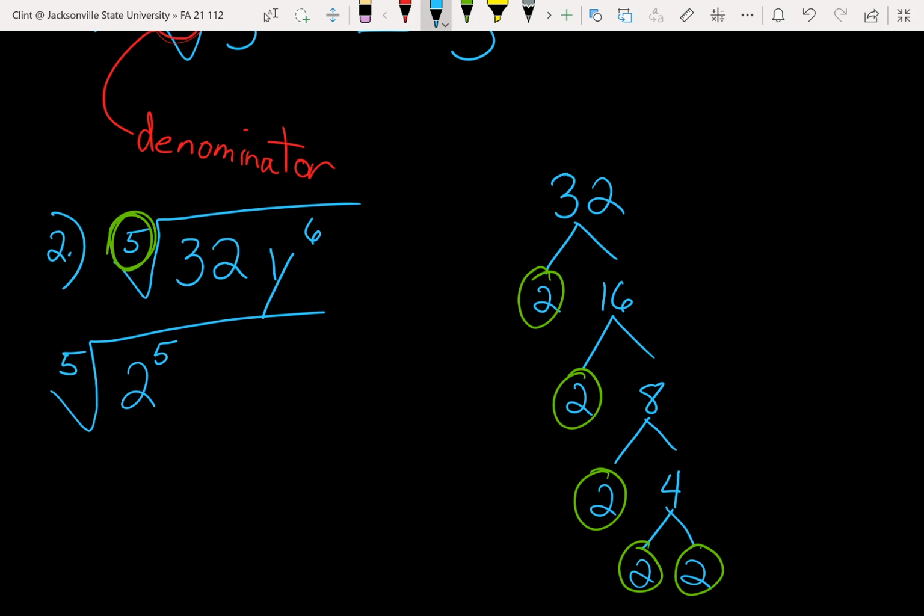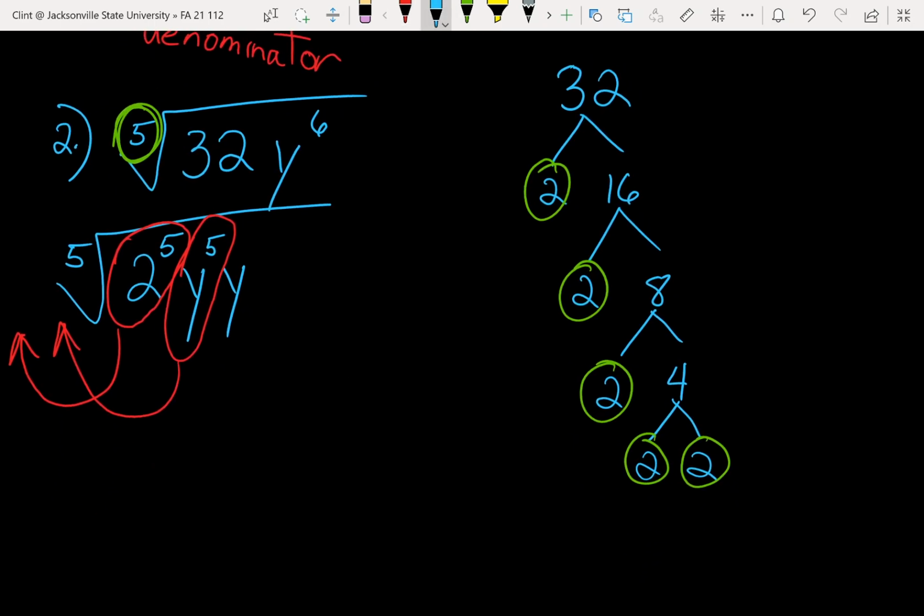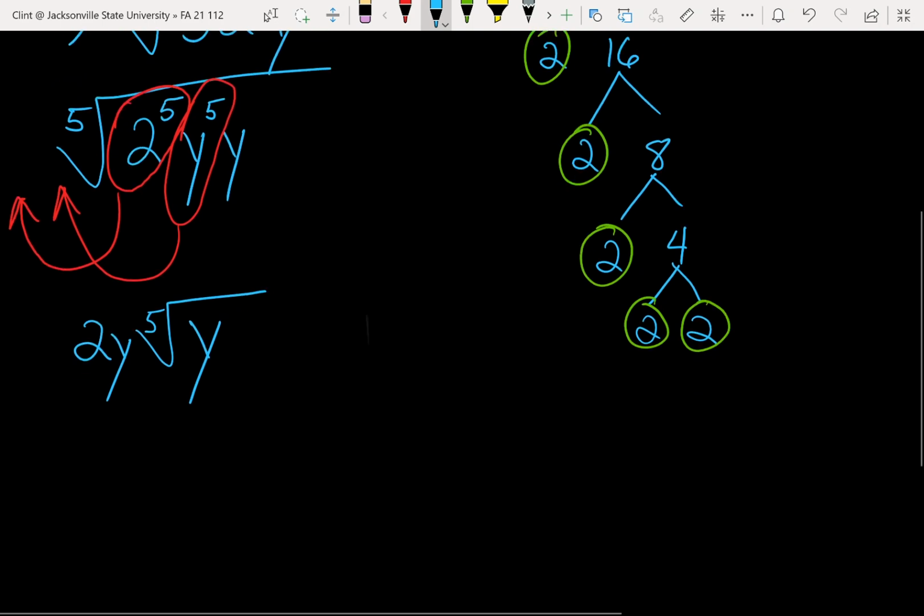And then the variables are easier. We're trying to see if we can get a group of 5 y's, or y to the 5th. So we can just rewrite y to the 6th as y to the 5th times y. Because we've got 5 factors of 2, we can bring one out front. And because we've got 5 factors of y, we can bring one of those out front. So we end up with a 2 and a y out front, and then we have 1 y left underneath there.